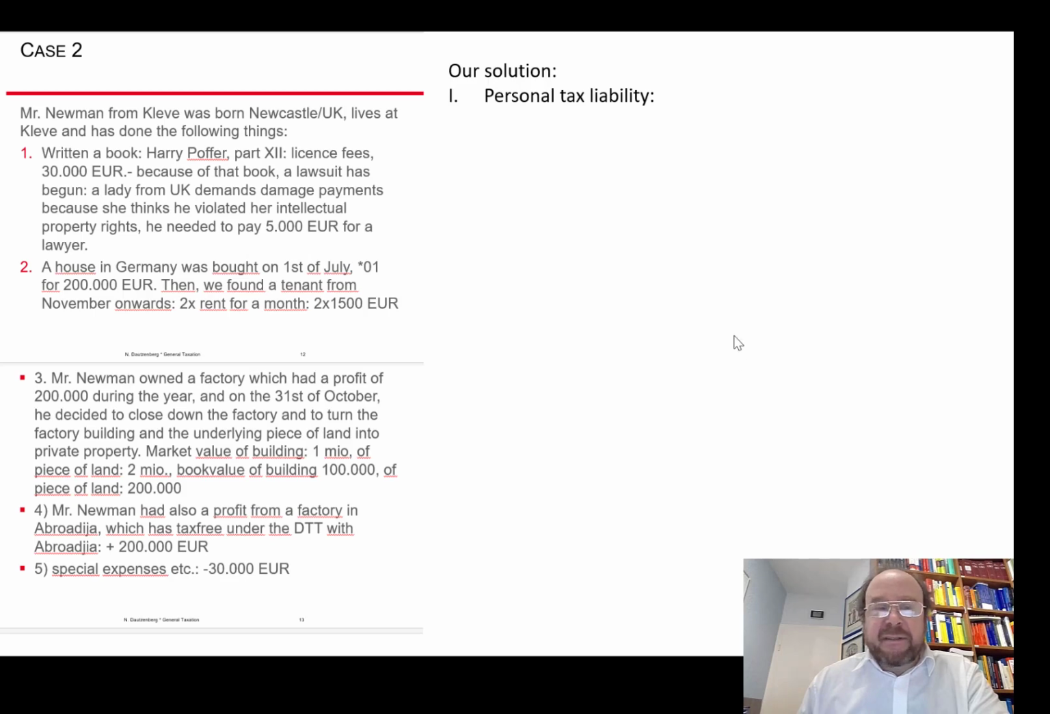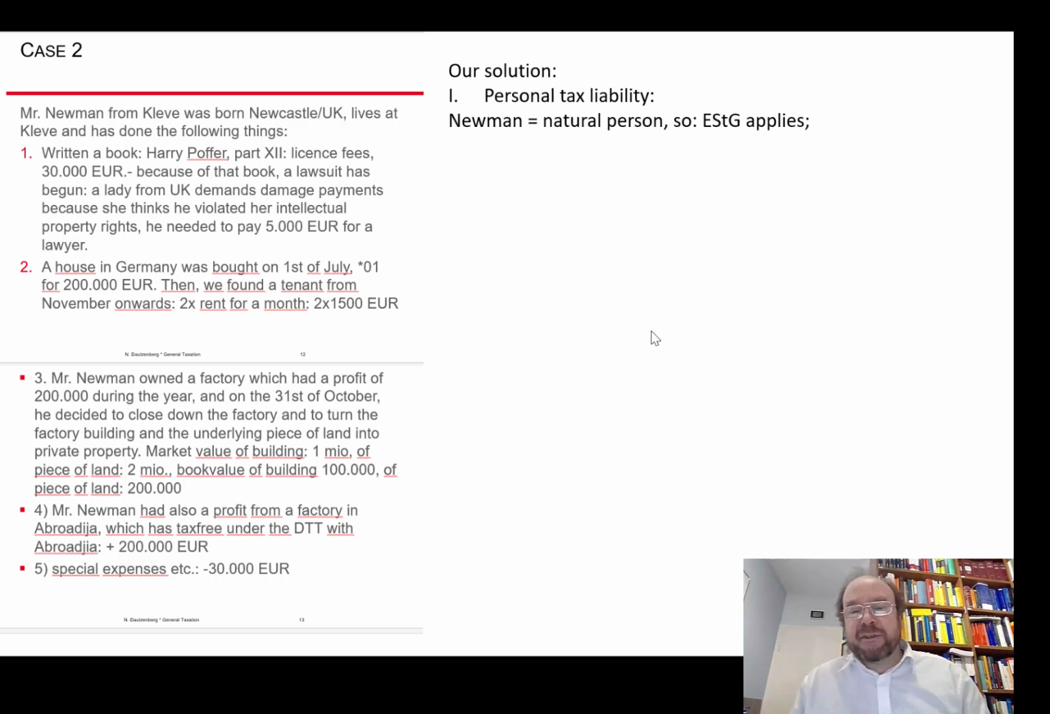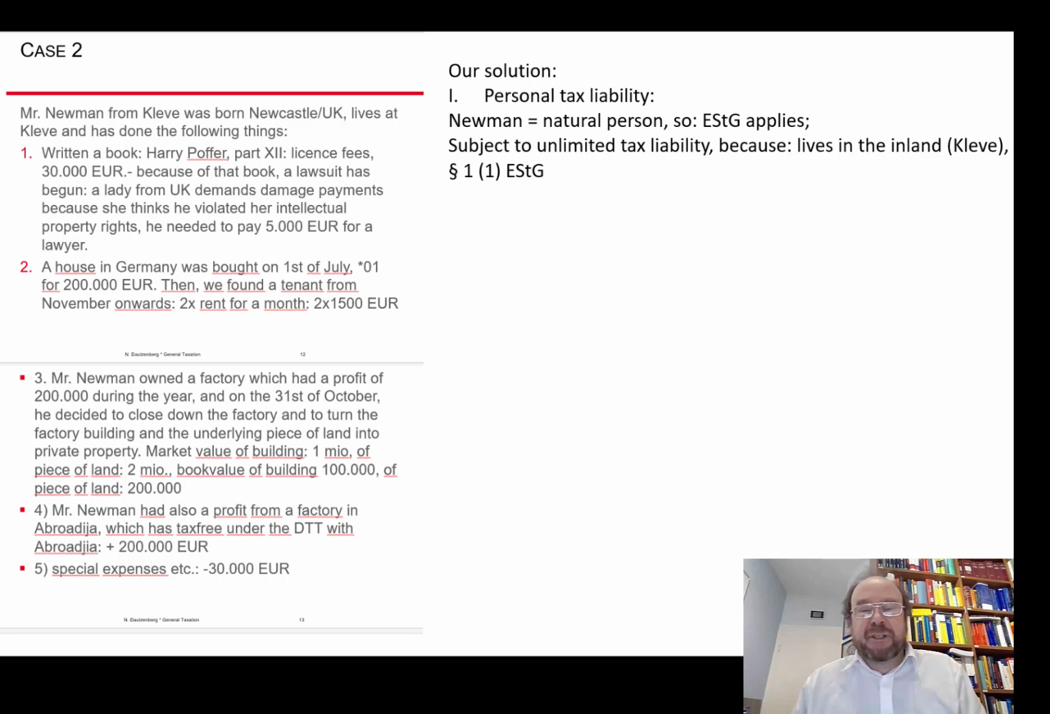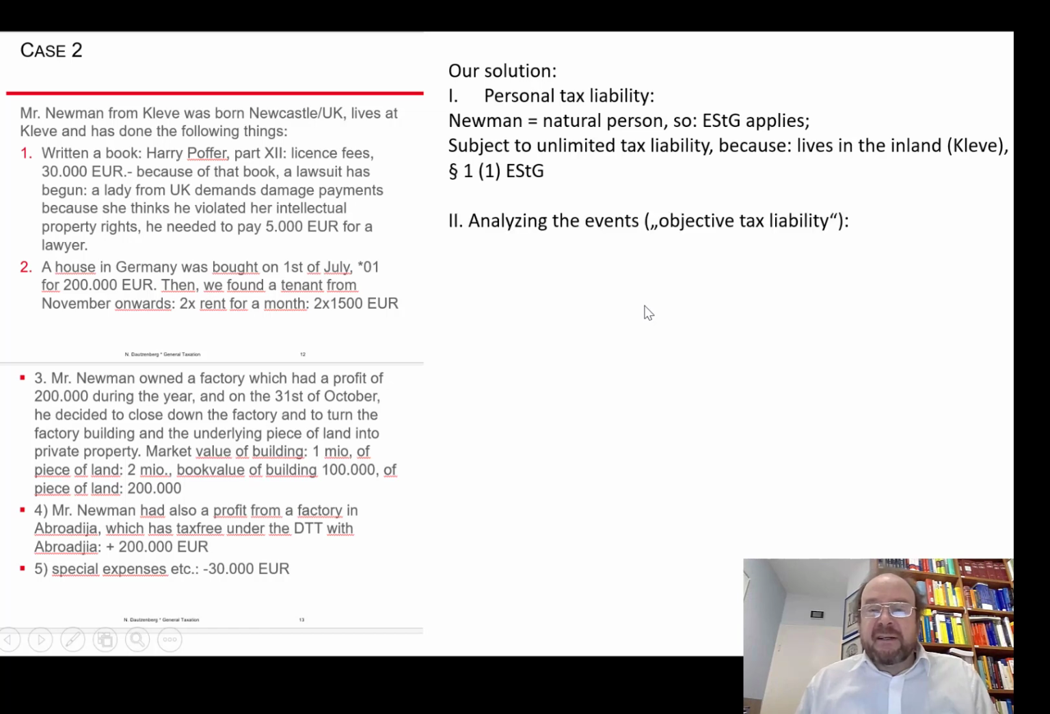Yeah, and now let's look at what we can say about the fate of this case. Personal tax liability is naturally the first step again, and Mr. Newman is a natural person, so the ESTG applies, and he is subject to unlimited tax liability in Germany because he lives in the Inland, paragraph 1.1 ESTG. So then let's analyze the events, or the so-called objective tax liability.